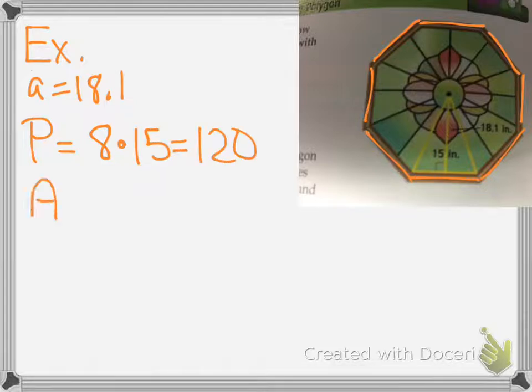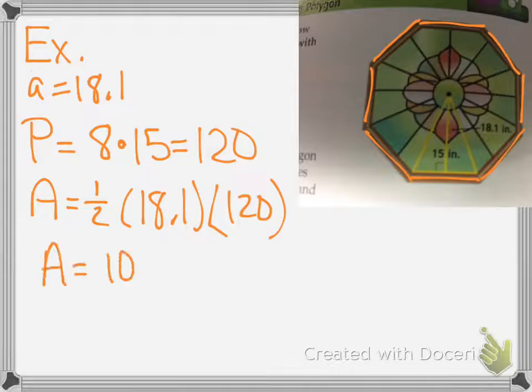120. So I would say the area is 1/2 the 18.1, the apothem, times the perimeter of 120, and I should get an answer of 1,086 inches squared. Simple, right? Yeah, see, not too hard. So, that gives me areas of regular polygons.